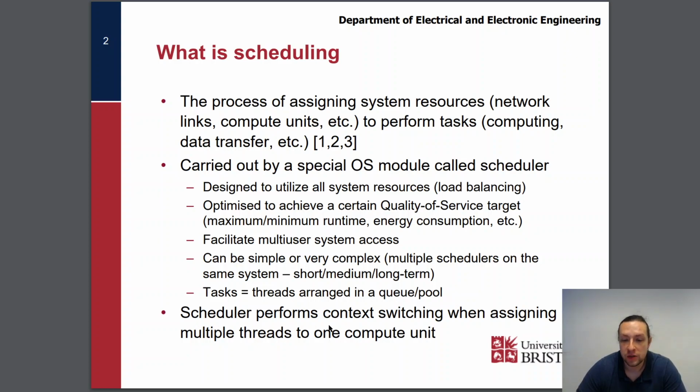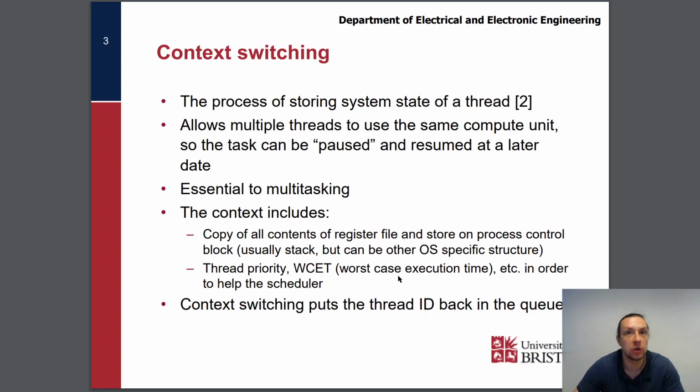The scheduler performs context switching when assigning multiple threads to one compute unit. So context switching is essential when we do scheduling, and I also want to talk about that a little bit. What exactly is context switching? It's the process of storing the system state of a particular thread, and it allows multiple threads to use the same compute unit so that a task can be paused and resumed at a later date. It's essential to multitasking.